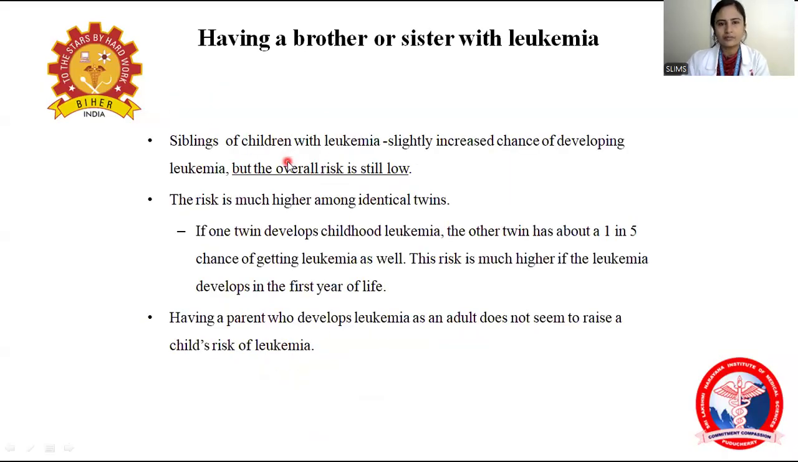Coming to siblings: if a child has a sibling with leukemia, the other child will have a slightly increased chance of developing leukemia, but comparatively the overall risk is still low. But if they are identical twins and one twin develops childhood leukemia, the other twin has a higher risk, a 1 in 5 chance of getting leukemia. This risk is much higher if the leukemia develops in the first year of life. If the parent has leukemia, the child does not have any increased risk; the risk of leukemia in that child is equivalent to the environmental or population risk.